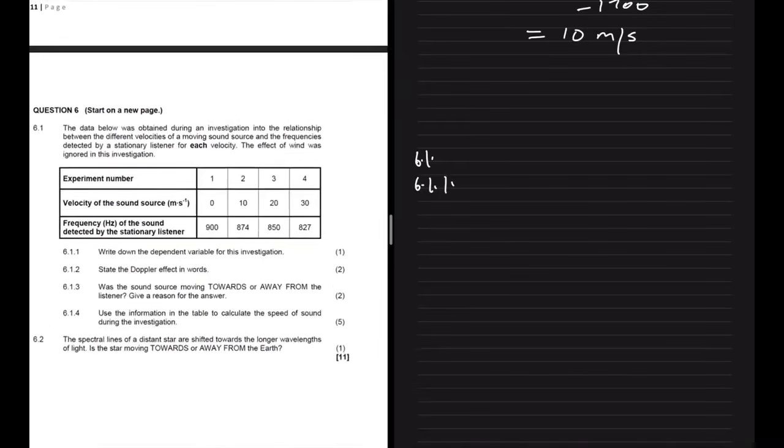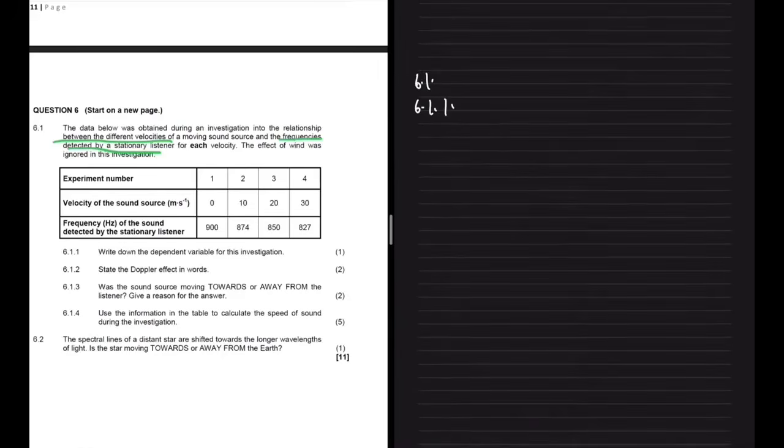Here on the problem statement, it says the relationship between different velocity and the frequencies detected. So we are varying the velocities and figuring out what the detected frequency is. So the dependent variable is the frequencies, and the independent variable is what we are tweaking, which is the velocity. So the dependent variable is the frequencies detected. If it was looking for the independent variable, it would be the velocities of the sound source.